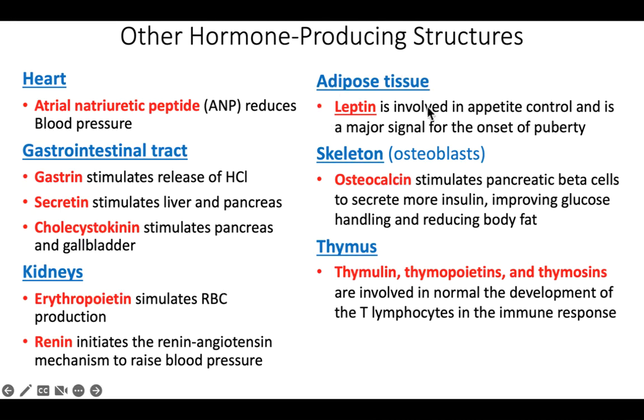Adipose tissue produces a hormone. It's kind of involved in appetite control. It also is involved in the onset of puberty. Bones make a hormone. Your thymus produces a few hormones. The thymus, we'll be able to identify it now. If you remember, it's on that drawing sitting above your heart. We'll learn more about it when we get to the immune system. For now, that's probably all you need to know, is that the thymus is somehow involved in your immune response. Okay, but we'll talk more about that when we get to the immune system.